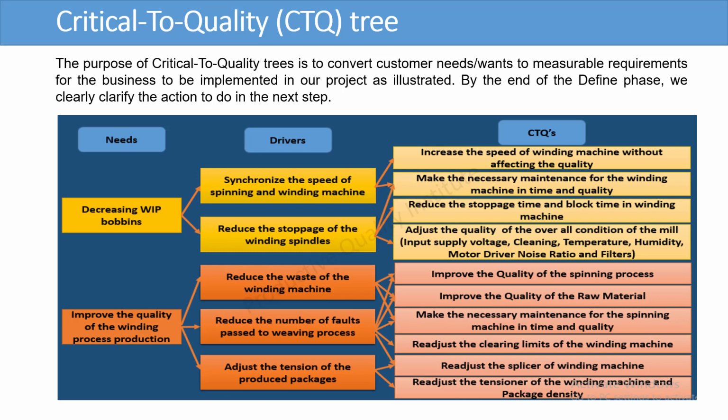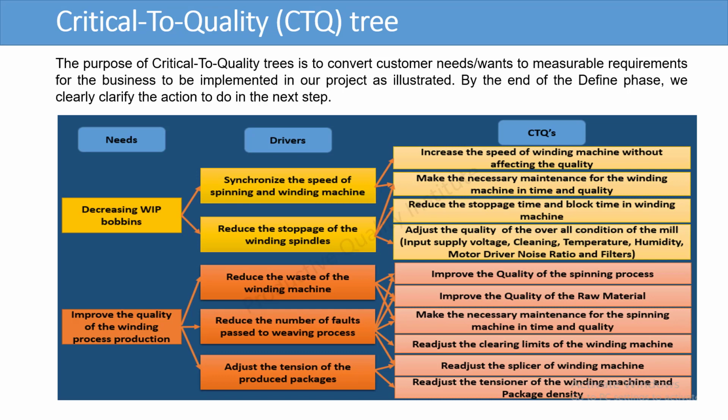The purpose of critical to quality trees is to convert customer needs or wants to measurable requirements for the business to be implemented in our project, as illustrated. By the end of the define phase, we clearly clarify the actions to do in the next step.